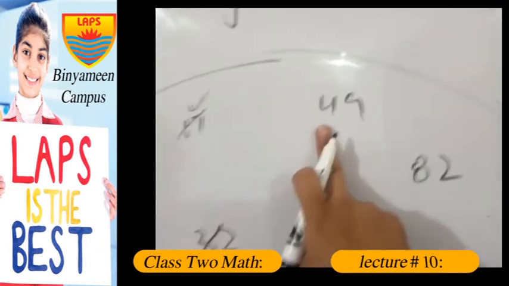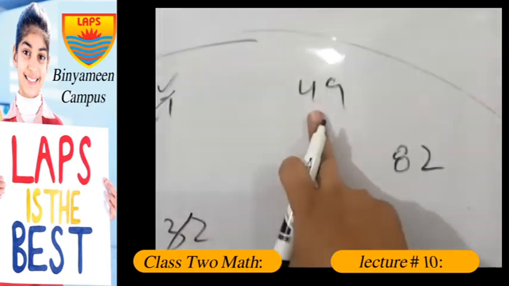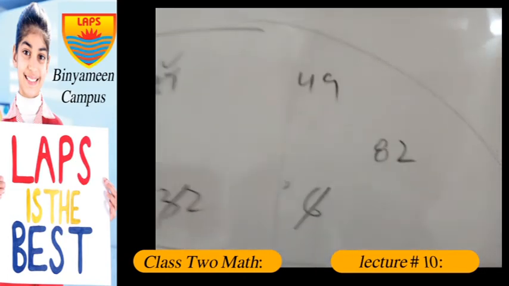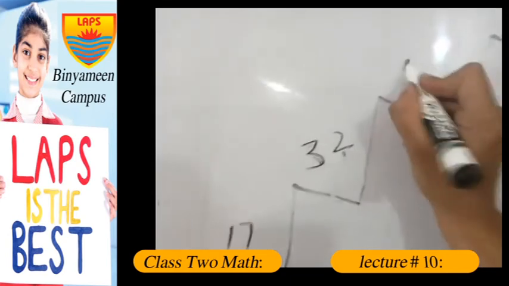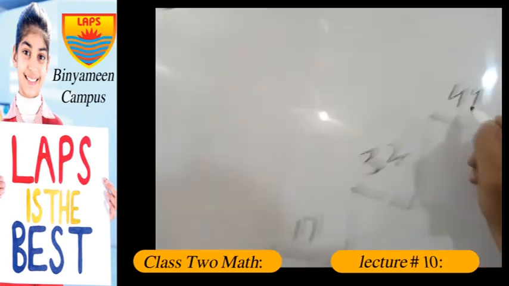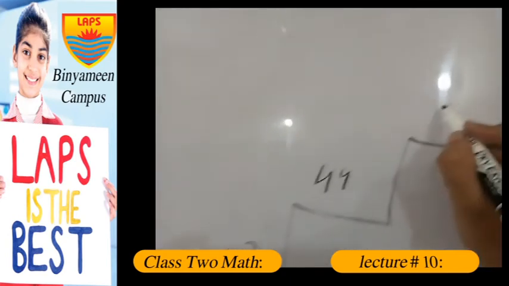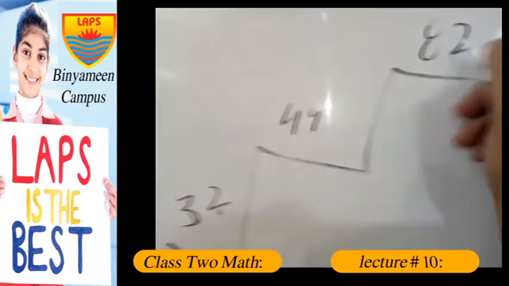So the first number is 4 and 8. 4 is definitely much smaller than 8, so 49 is our next number, 49. And the only number left here, 82, will be written on the top, 82.